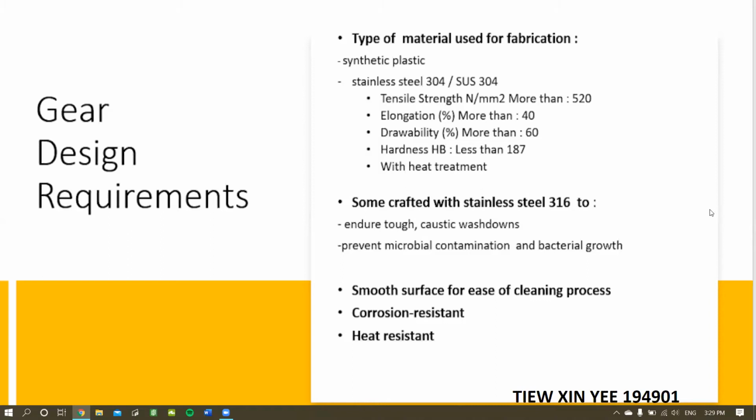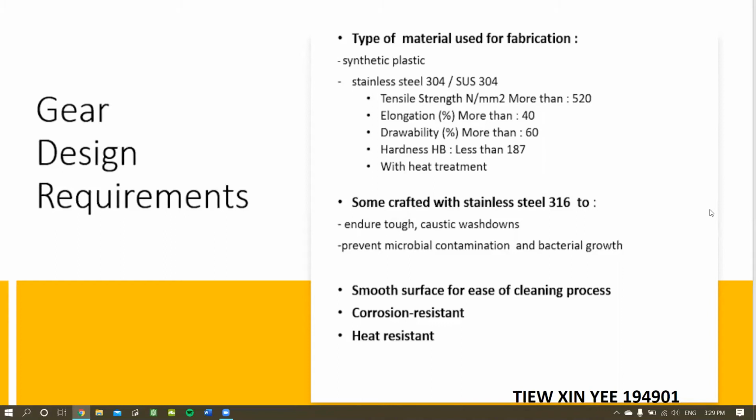Drawability will be more than 60%. Hardness HB will be less than 187. And usually, during fabrication, there's heat treatment on them. For some gears, they even craft with stainless steel 316 to endure tough caustic washdown during the process, and also in order to prevent microbial contamination and bacterial growth.